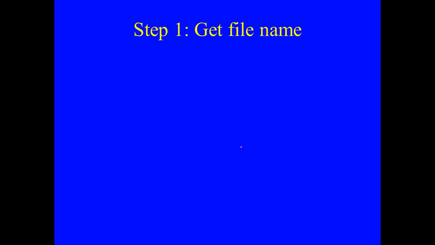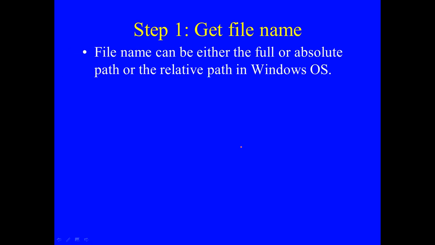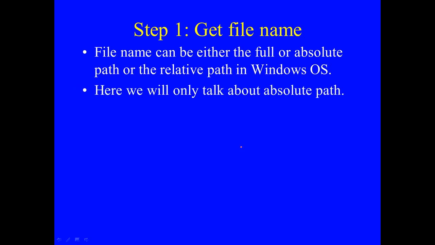So step 1 is to get the file name from the user. Now in this case the file does not have to exist. Java will create a file if it doesn't exist, as long as you are permitted to write to that drive. So the file name can be either a full or absolute path or a relative path in the Windows operating system. Here we'll only talk about the absolute path.